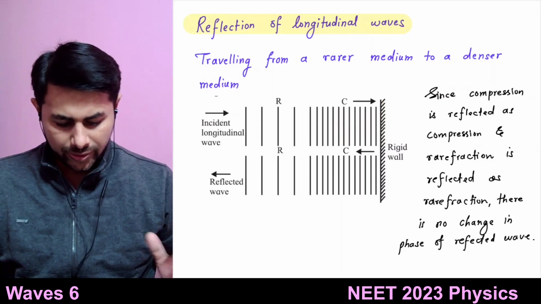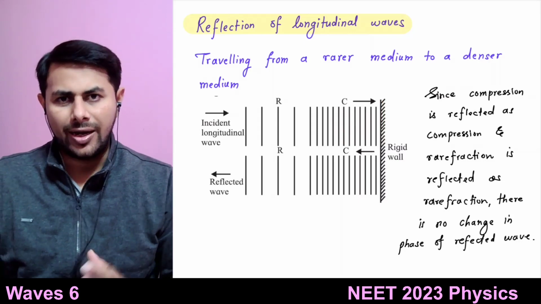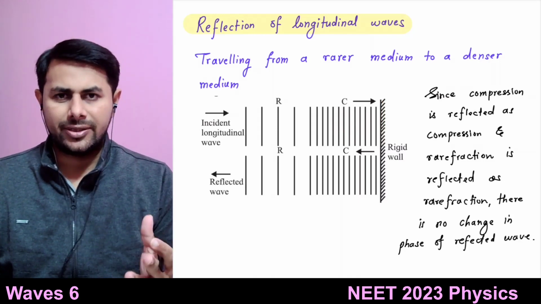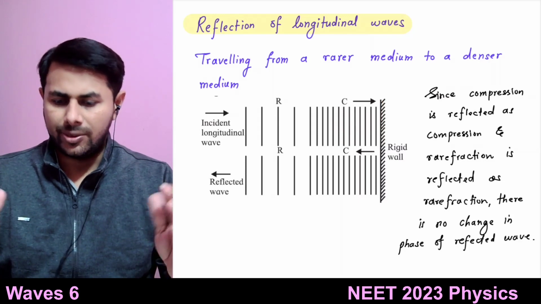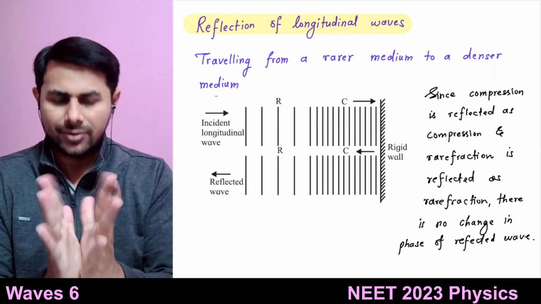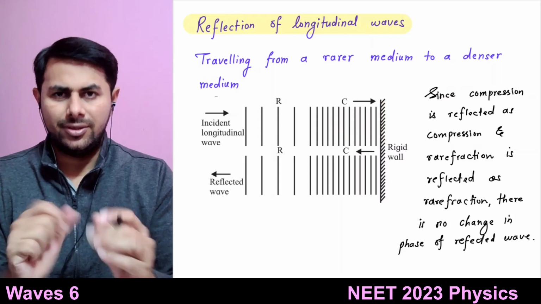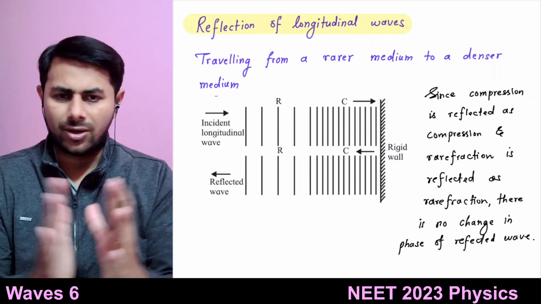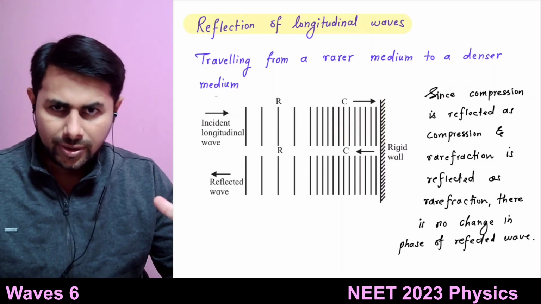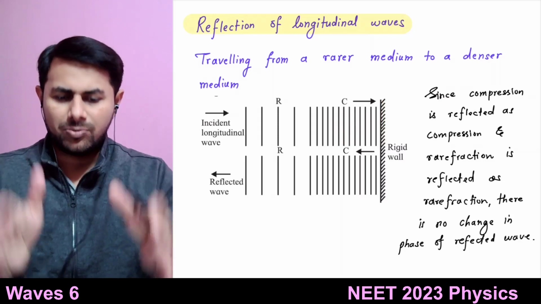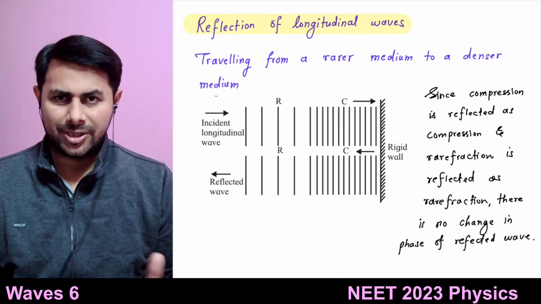To understand why it will get reflected as a compression, let's imagine what happens in the case of a compression. Various particles of the medium collide, so the density of that region increases, and that is the compression. A large number of particles are packed in a very small volume. So this is a compression.